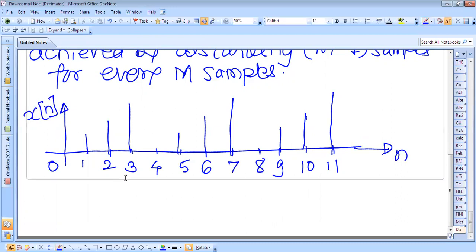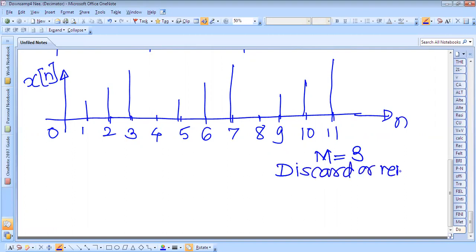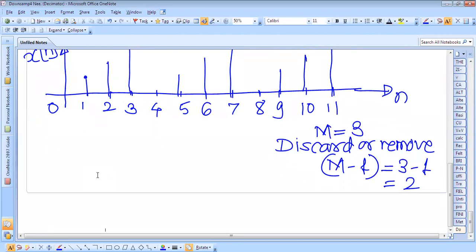So therefore we have to downsample this function for M equal to 3. When you downsample this for M equal to 3, we have to discard or remove M minus 1 samples. So 3 minus 1 is equal to 2. So we have to discard 2 samples for every M samples. So we will discard these 2 samples, 1 and 2. We will keep the sample. We will again discard these 2 samples, 5 and 6. We will again keep these samples. So in this way, we have to discard the samples for every M samples.